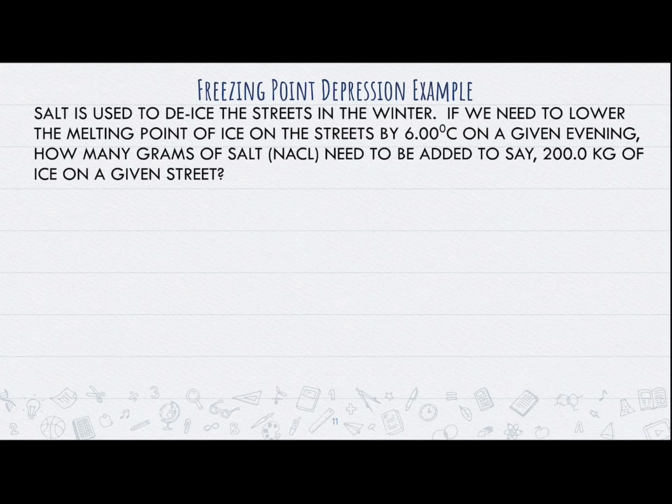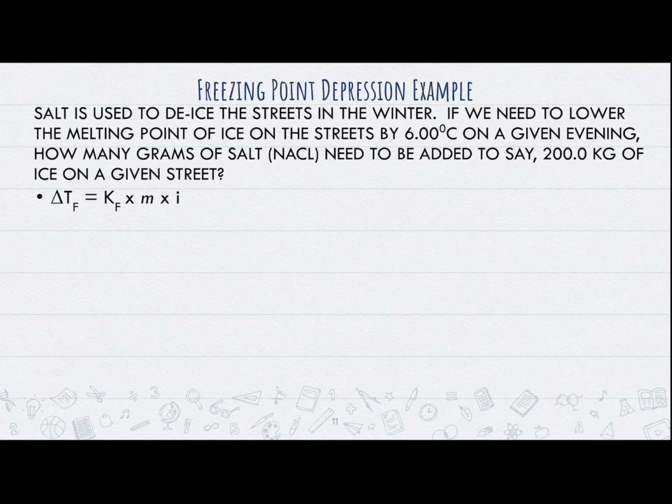Okay, salt is used to de-ice the streets in the winter. If we need to lower the melting point of ice on the streets by 6 degrees on a given evening, how many grams of salt need to be added to 200 kilograms of ice on a given street? So we're going to use this equation. This time I know delta T, but generally that's what you're going to be trying to find. So delta T is 6.